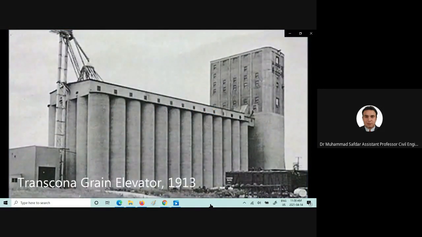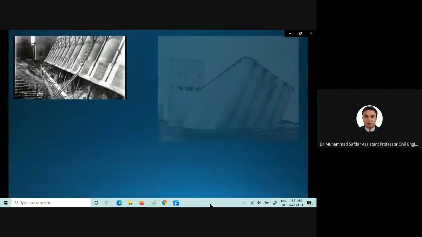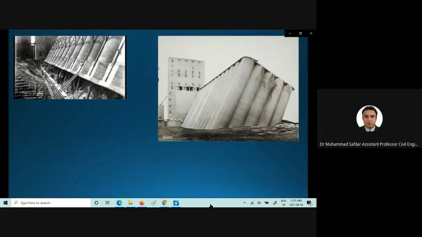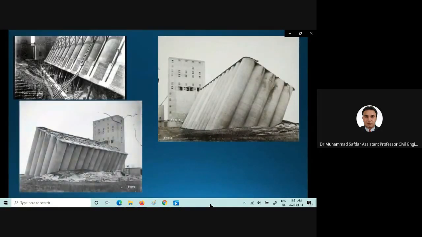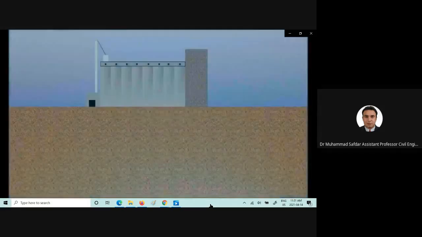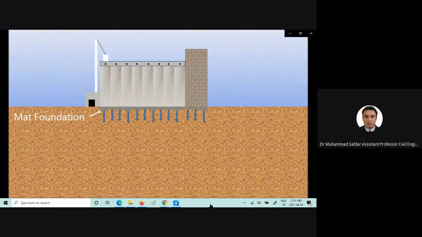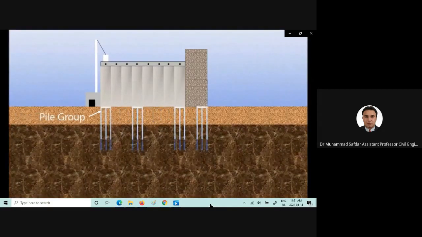Now there are different types of failure which occurred due to the bearing capacity of the soil. Silos where we keep the grains in Manitoba, Canada, significantly overestimated the bearing capacity and underestimated the load which was acting on top of those silos. There are different types of solutions which can be appropriate to tackle the shear and the settlement failure criteria. For example, mat foundations can be constructed beneath the structures. Pile groups can be an option, which will be discussed in chapter number 4.